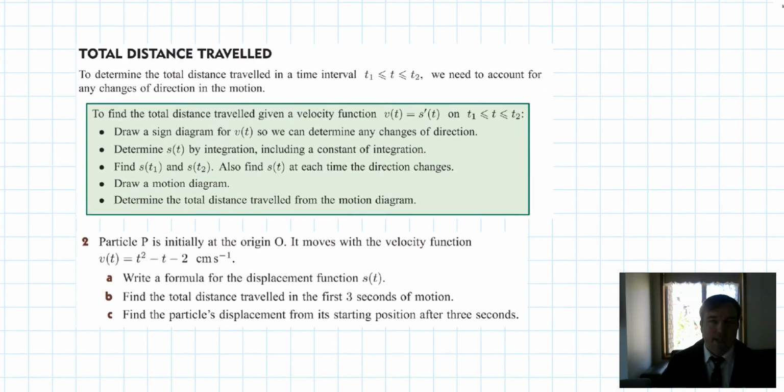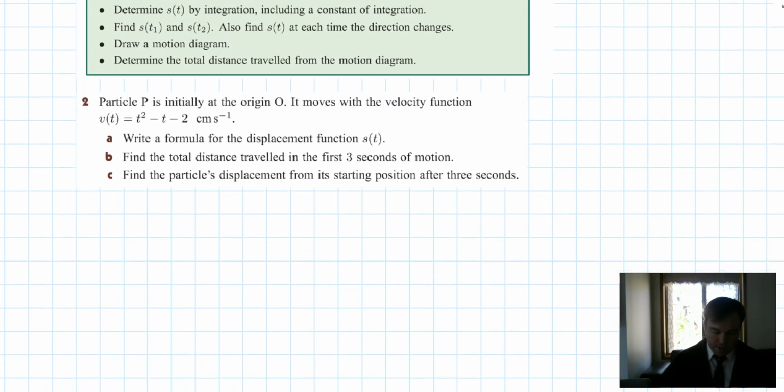Alright, so let's look at how we can calculate total distance travelled. And we've done this already in one set using differentiation, but now let's look at integration. So, first of all, we need to be given, ideally, the velocity function. And then we need to draw a sign diagram for the velocity function to check if there's any changes in direction. Because when there's a change of sign in the velocity function, there's a change of direction. Then we determine s of t by integrating and including a constant of integration. Find displacement at time 1, displacement at time 2, and also displacement at any time it changes direction. Draw a motion diagram, helpful for visualizing it, but not necessarily always necessary. Then determine the total distance travelled from that motion diagram.